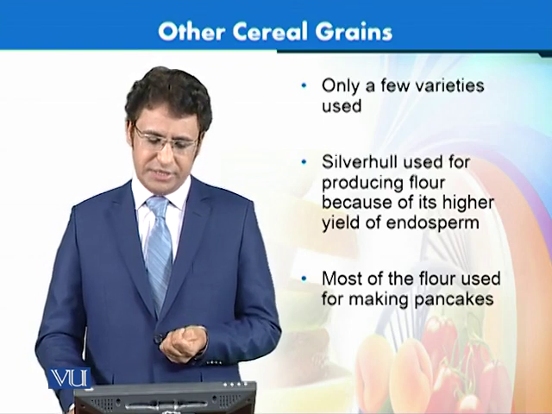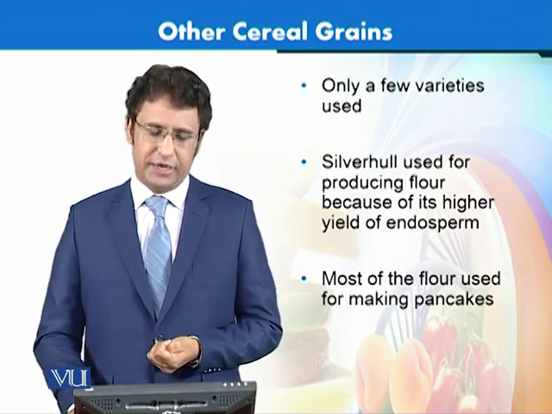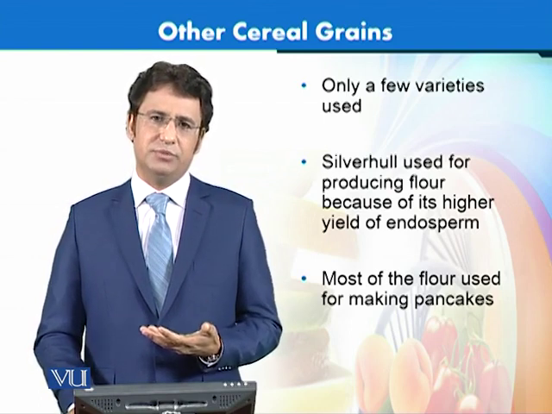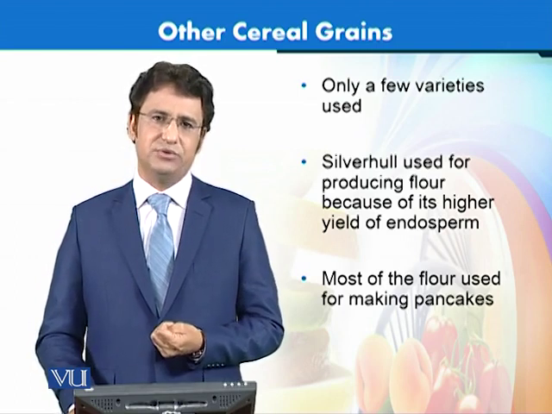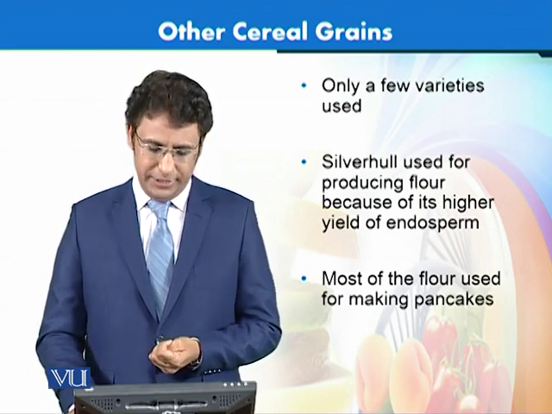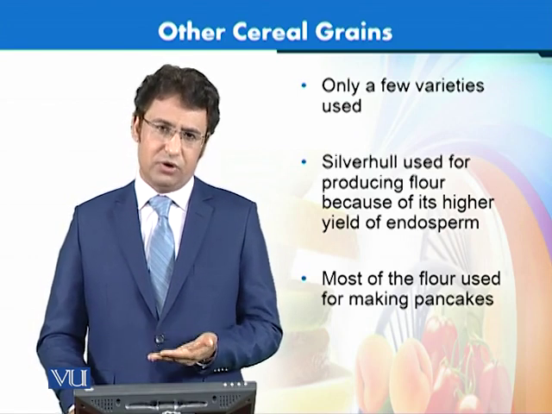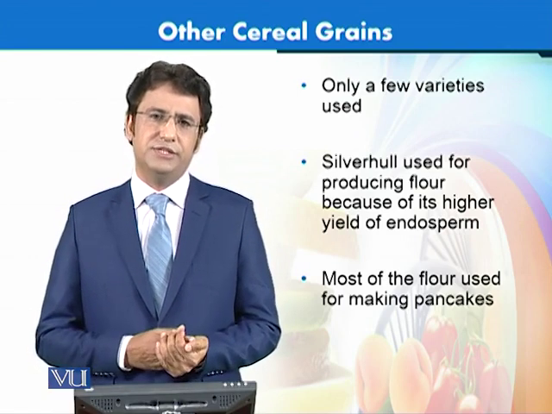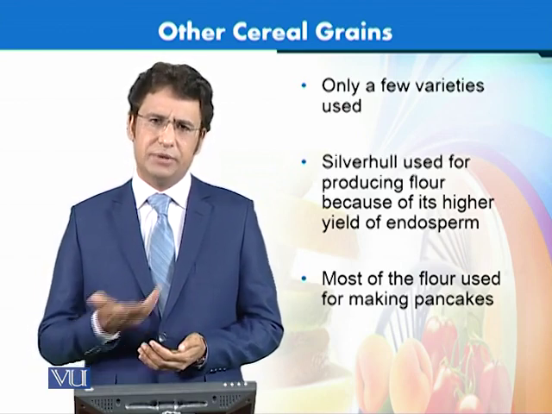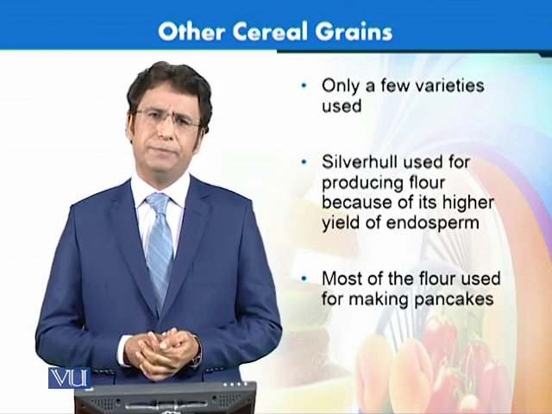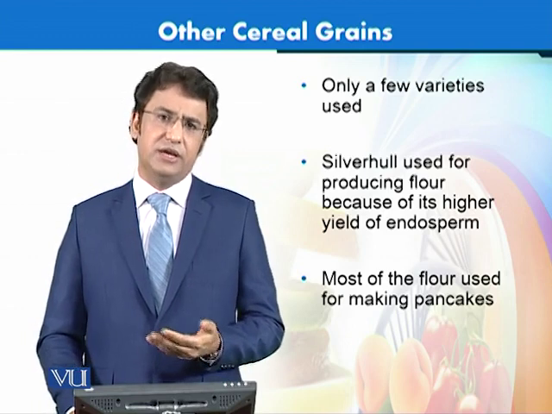One of the varieties is called Sirval hull. It is used for producing flour because it has a higher amount of endosperm. It is more economical to have more flour coming from this specific variety, so it can be used for milling. Most of the flour produced from this crop is used to make pancakes. It is very famous in some countries like Japan, where it is used to make noodles and other products, because it's a very healthy crop.